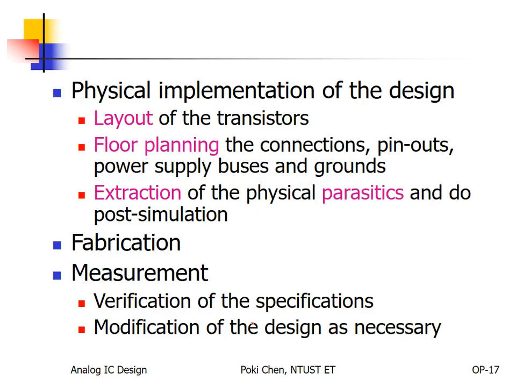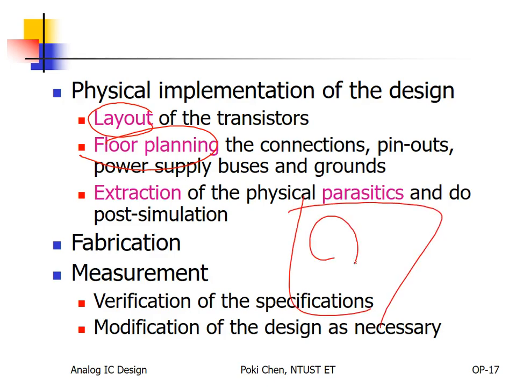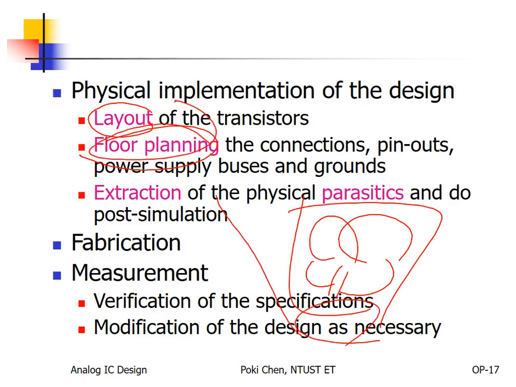And if you do a good enough design, then we can do the layout and floor planning, which means for so many devices, where to allocate this, where to allocate that, on the chip. Maybe this is input, that is output, and the compensation capacitor and digital circuit, blah, blah, blah. That is the so-called floor planning. After you do all the necessary layout, then we can extract the parasitics. For what? For post-simulation. I think I told you already.